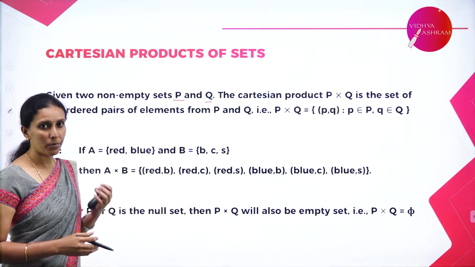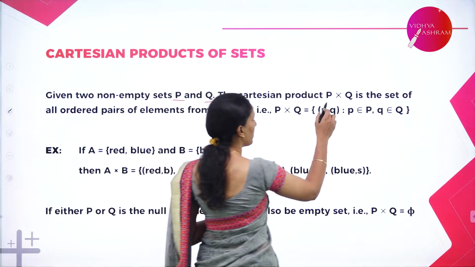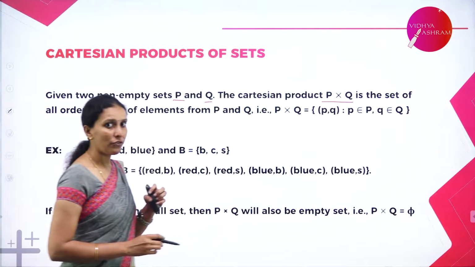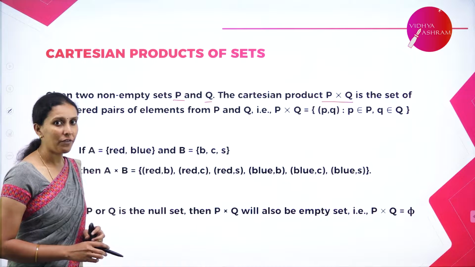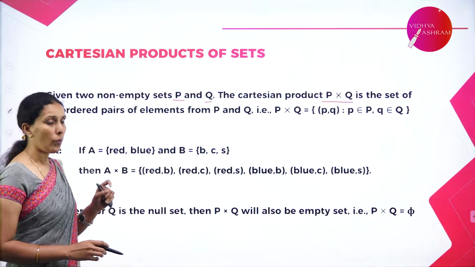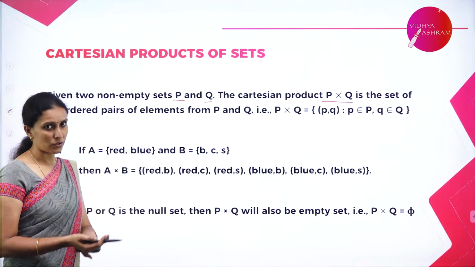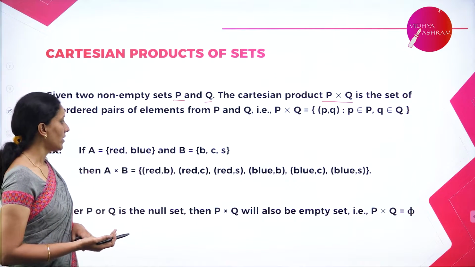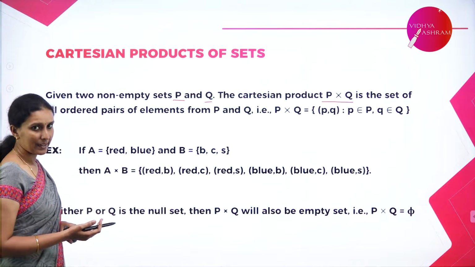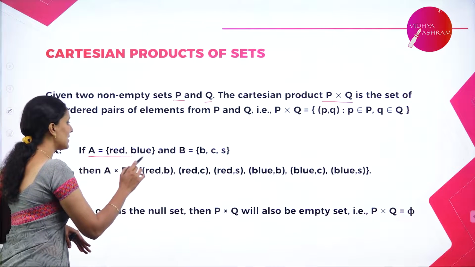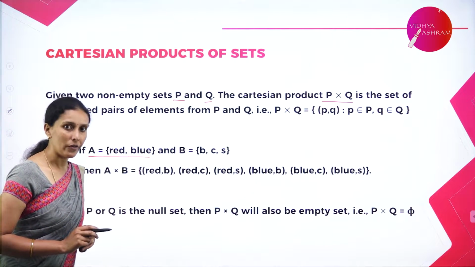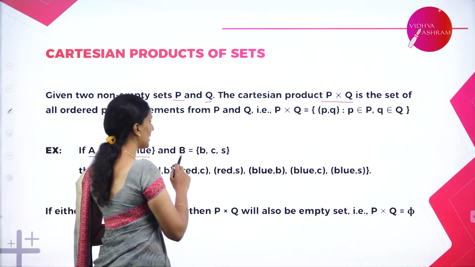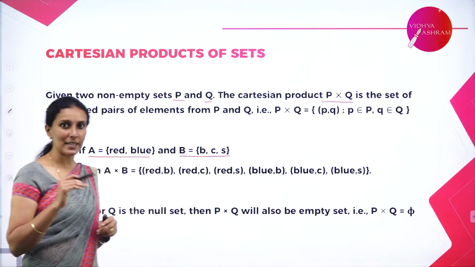Now the Cartesian product of two sets, P cross Q, is the set of all elements in the form of an ordered pair where the first element belongs to the set P and the second element belongs to the set Q. Suppose we take as an example, let A be a set containing two elements, red and blue, and B be a set containing the elements B, C, S.